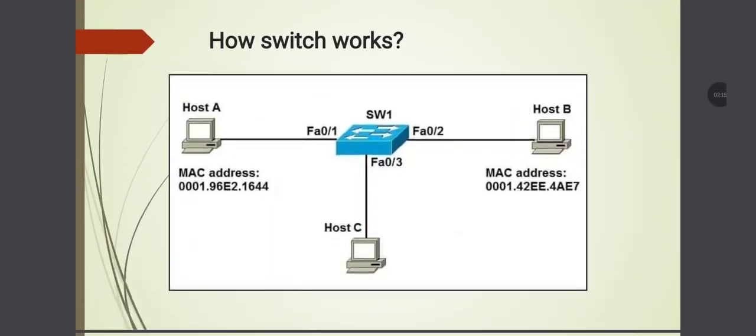So how does a switch work? Here is a diagram that you can see: host A and host B connected to a switch through fast Ethernet cables, and host C connected through a fast Ethernet cable. Three PCs are connected to the switch.